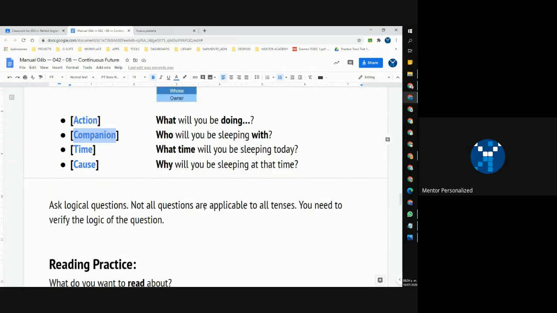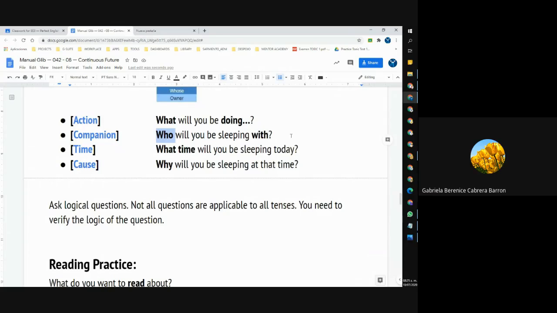Very good. Companion. Question for person. Who will you be sleeping with? How do you say quién? Who. La pronunciación es who. Who will you be sleeping with? Repeat. Who will you be sleeping with? Very good. I will be sleeping with my son.